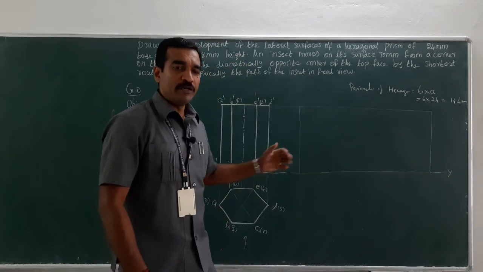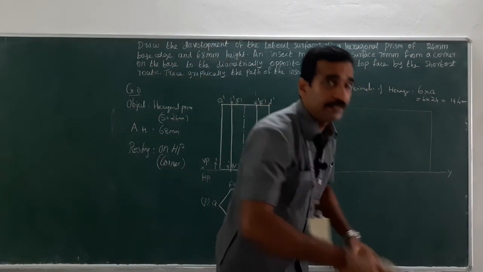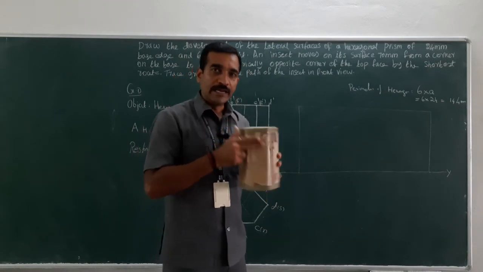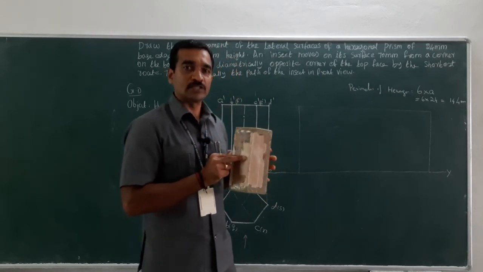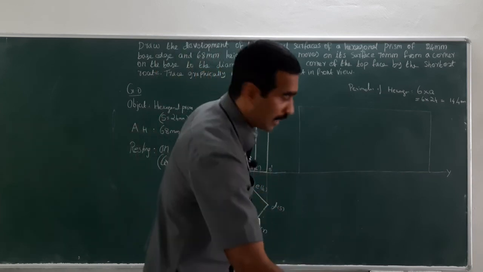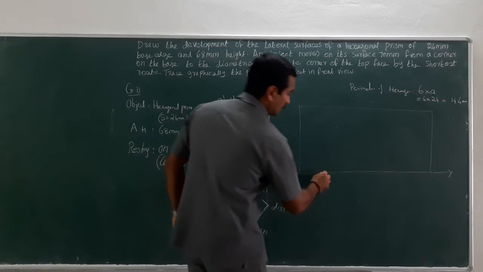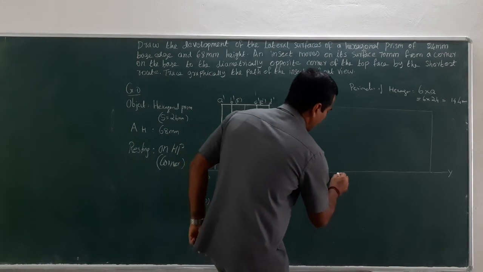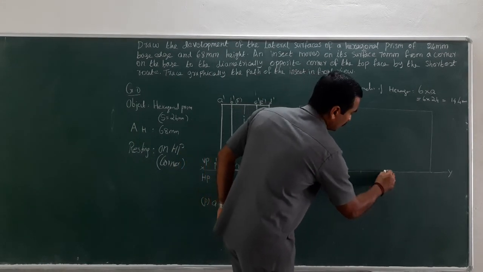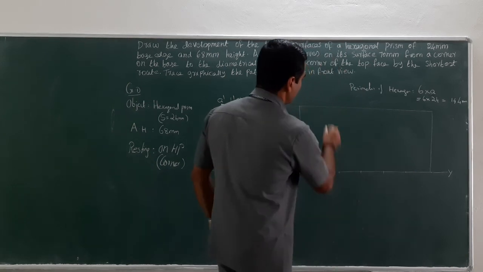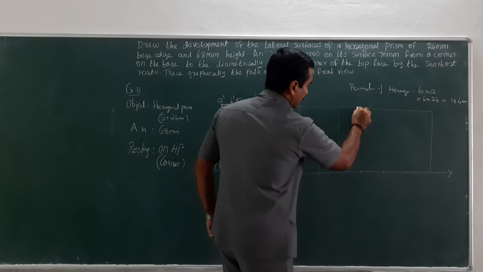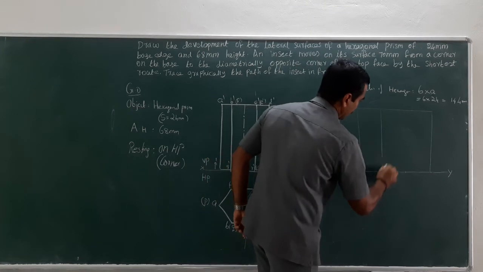Right? How many faces does the hexagonal pyramid have? It has 6 lateral faces, the rectangular faces, right? 6 of 24 mm. So take 24 mm in your compass and just keep on cutting it. 1, 2, 3, 4, 5 and 6. Now draw a vertical line that is perpendicular to the XY.